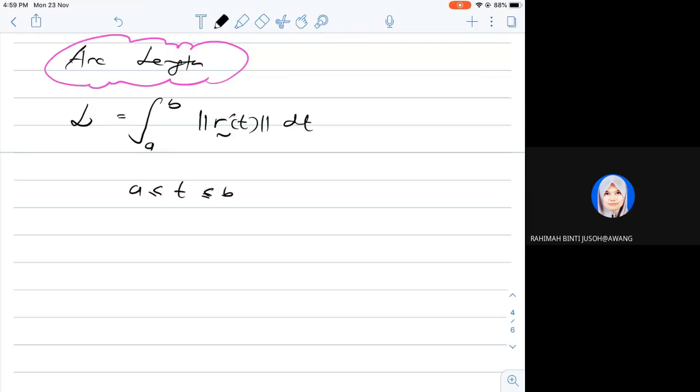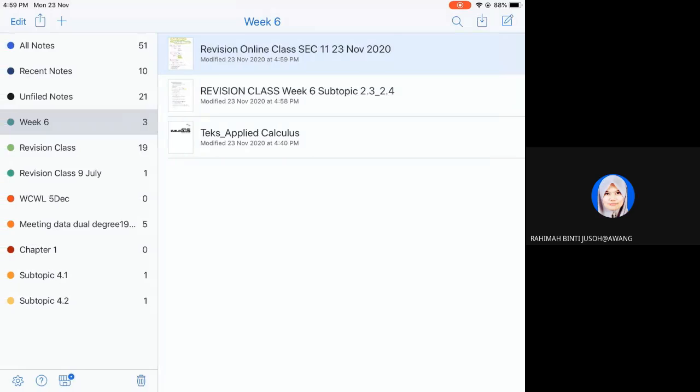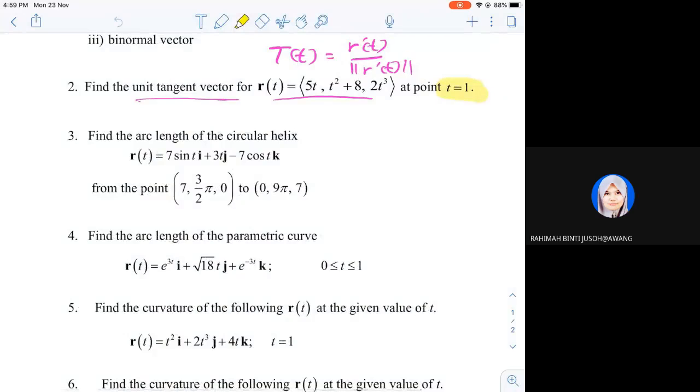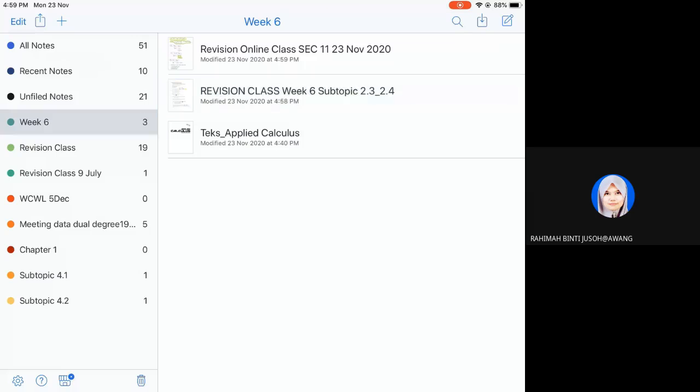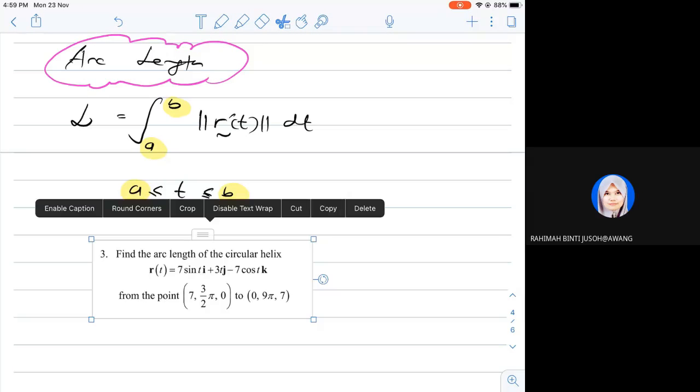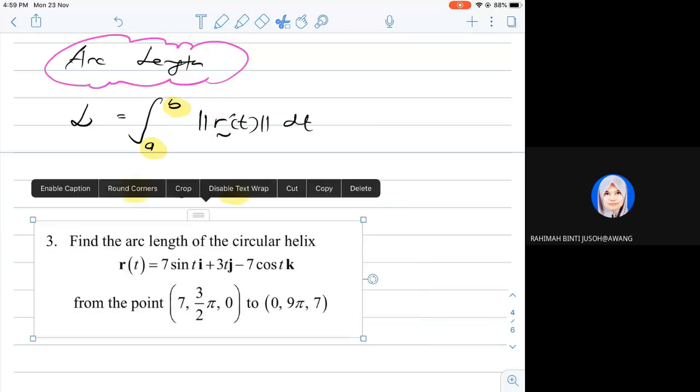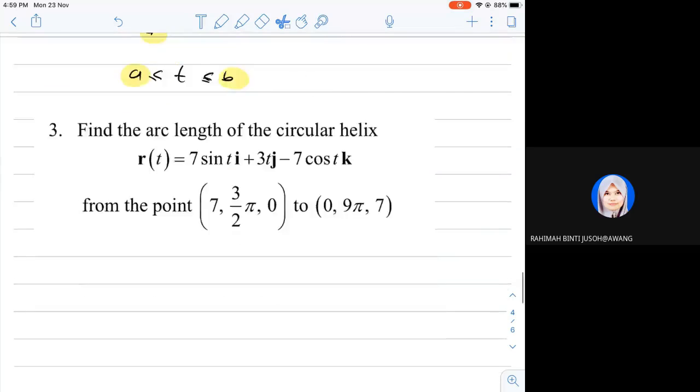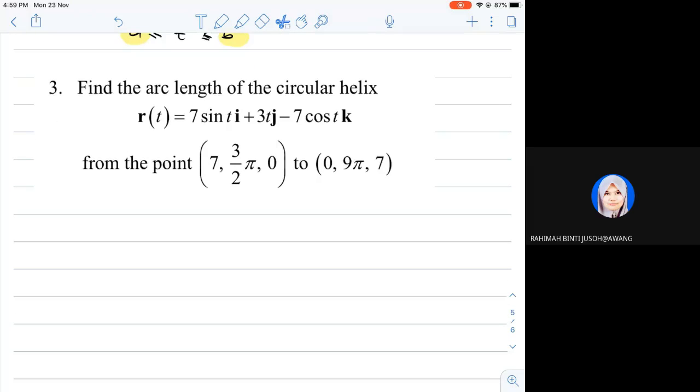So right now, this is very important. You need to know the interval of t. If the interval is not given, then you have to find out the interval. Okay, so the values of the interval of t reflect the limits of the integration here. Okay, so let's take a look at question number 3 here. Find the arc length of the circular helix.